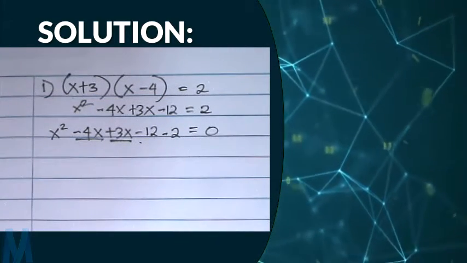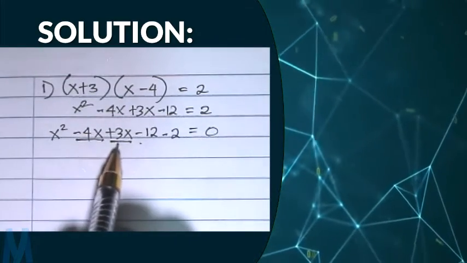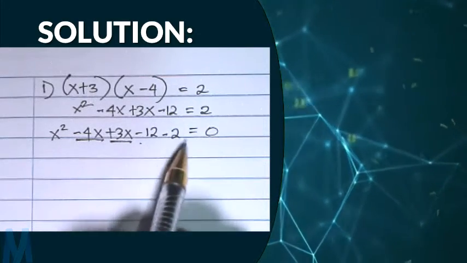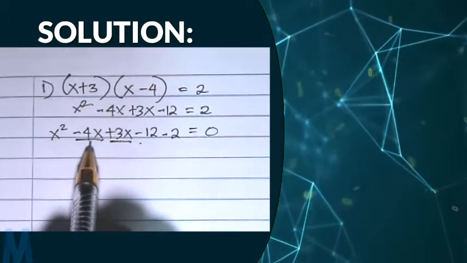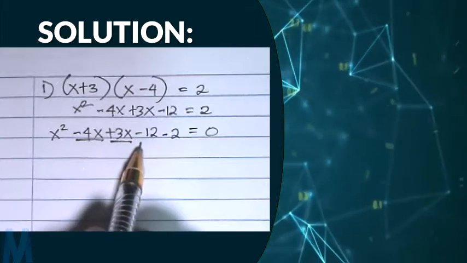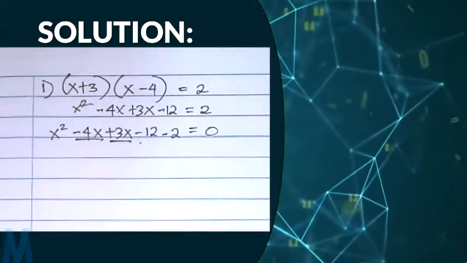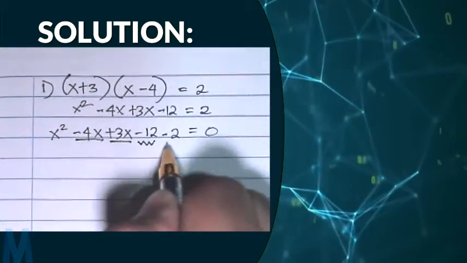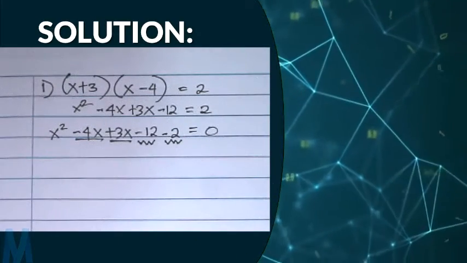And then when we underline, make sure that if one set is similar, and there is another set that is also similar, the design of our line is different. For example, for negative 4x and 3x, we have a straight line. For negative 12 and negative 2, since they are another set of similar terms, I'm going to use a zigzag. Okay? So that we won't get confused.